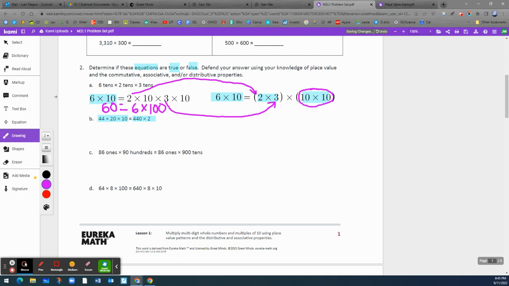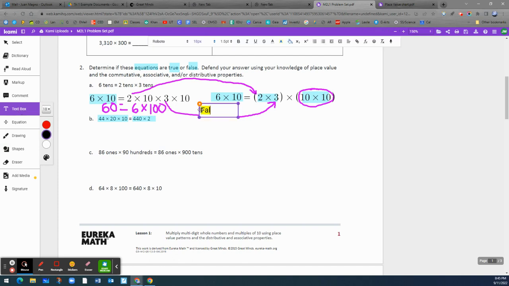Now I can decide, is this true or false? Based on this movement of numbers, I know that this is false. I'm going to write false on it. So this is how you're going to answer these kinds of problems. Make sure you're using the place value chart to help you solve this math.